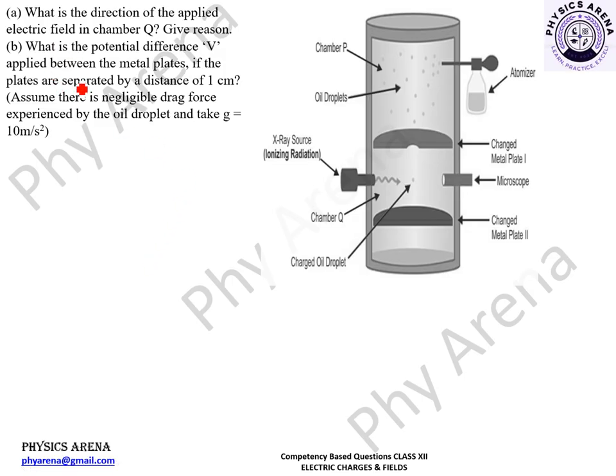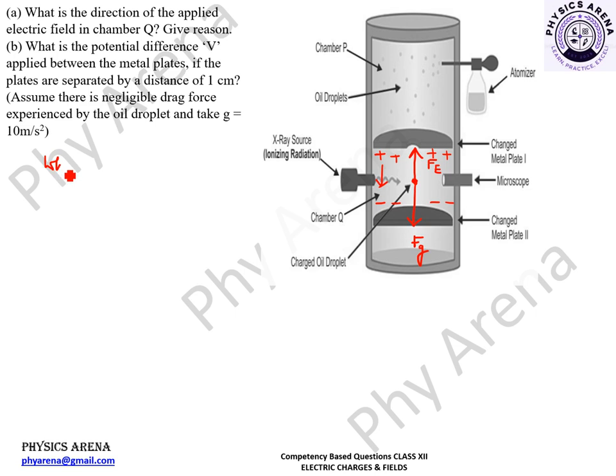Let's take part B as well. What is the potential difference V applied between the metal plates if the plates are separated by a distance of 1 centimeter? At this point, when the charged particle is stationary, it is experiencing two forces. One is the force due to gravity in the downward direction because of the weight of the charged particle. And second is the force due to the electric field that is present in chamber Q. The direction of that field we have obtained in part A, that is in the downward direction. And the force on the charged particle due to this field will be in the upward direction.